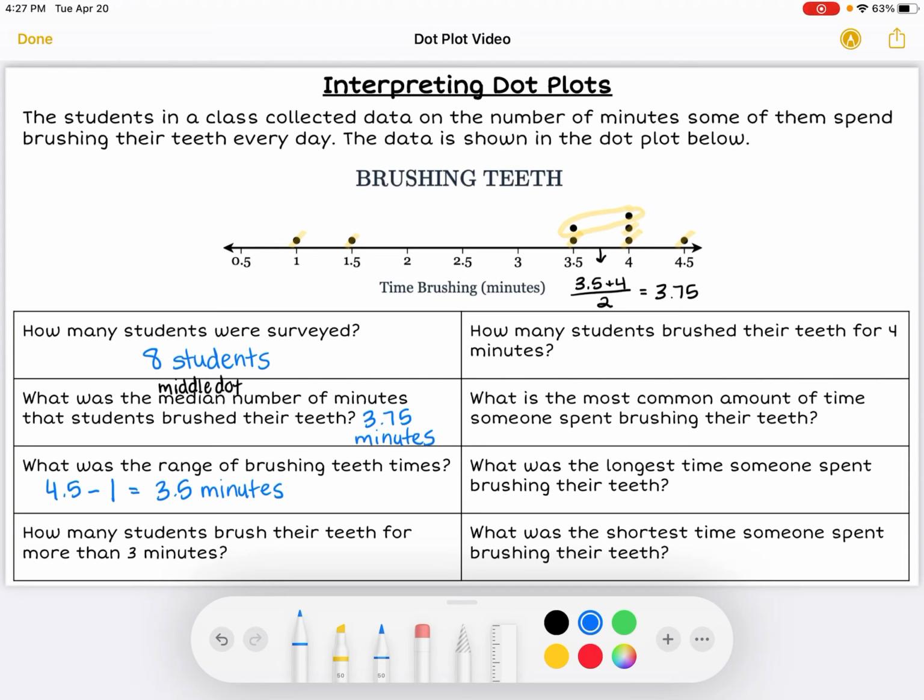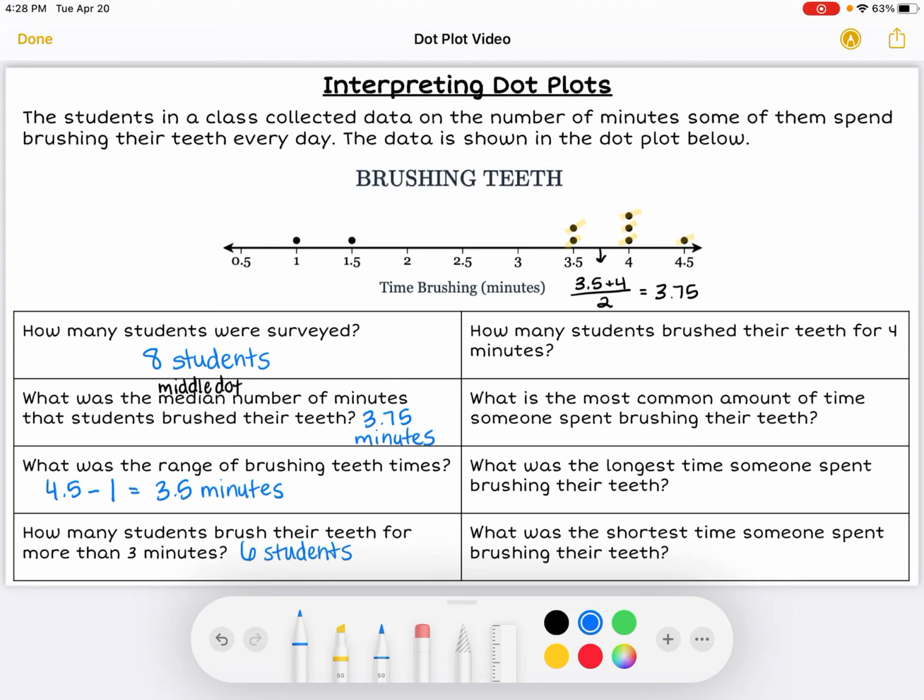The next question asks how many students brush their teeth for more than 3 minutes. So I'm going to count all of the dots to the right of 3. So how many students brush their teeth for more than 3? I'm not going to count anybody at 3, which I don't have any dots at anyway. So more than 3 means all of the dots to the right of 3. I'm going to count 1, 2, 3, 4, 5, 6. So 6 students brush their teeth for more than 3 minutes.